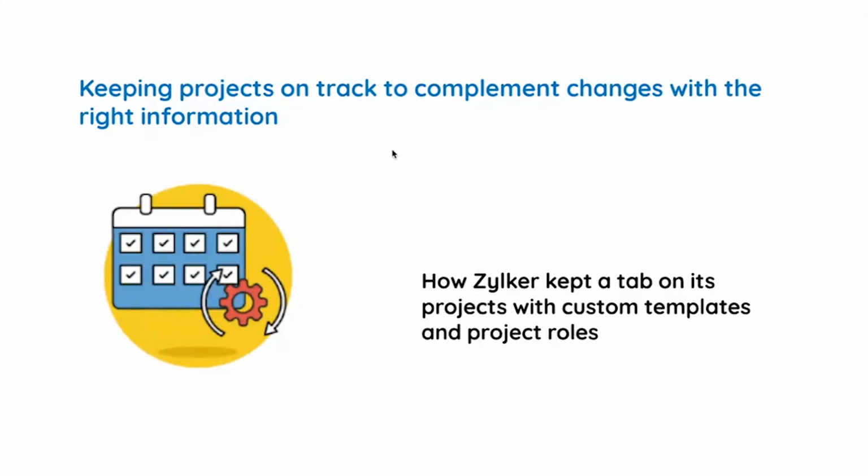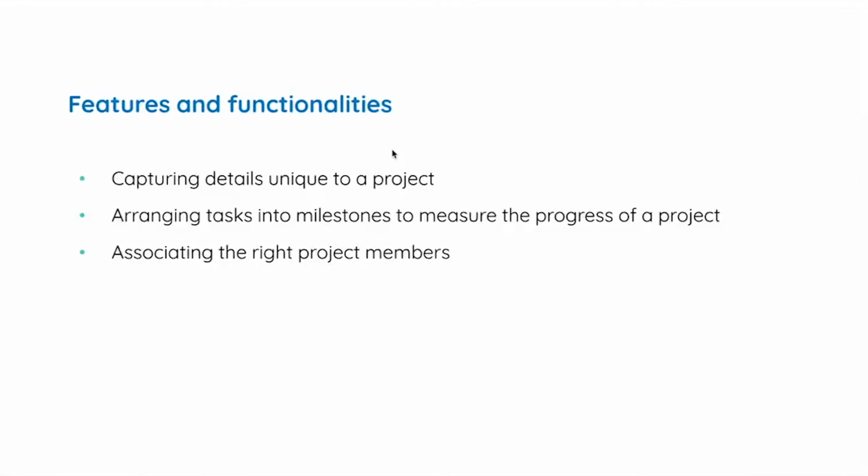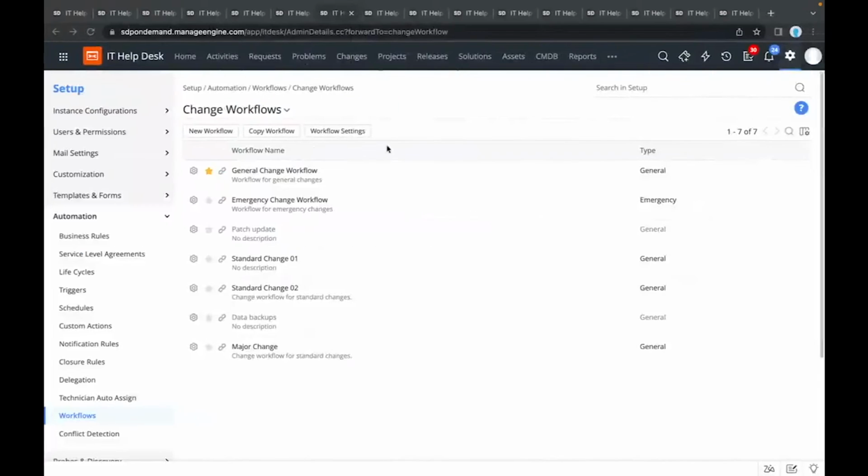release phase. So right now, let's see how Zilker was able to keep track of all their projects for the migration and how they were able to use the custom dynamic templates for the projects. I'll be going over the following features. I'll show you how you can capture essential information about the project using the project template, how you can track the progress of the project using milestones, and how you can loop in the right project members.